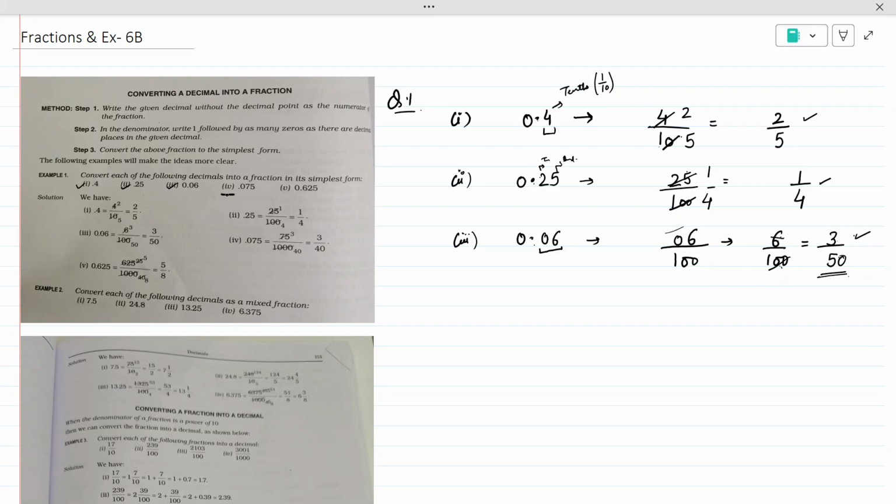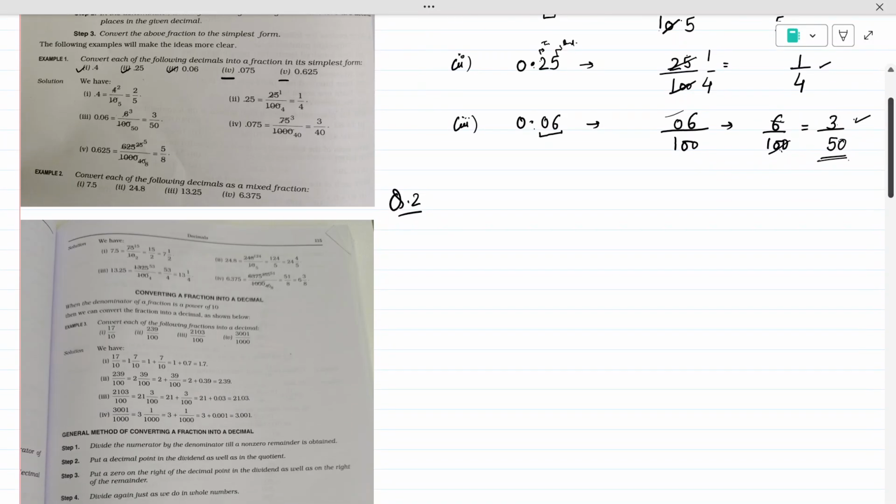Similarly, kids, you can pick up other questions for practice. Okay, so we have learned now how we have changed a decimal number to a fraction first and then to the lowest possible fraction, right? Now, let us go to the second question where we have to convert each of the following decimals into a mixed fraction. And we know how we can change any fraction into a mixed fraction.